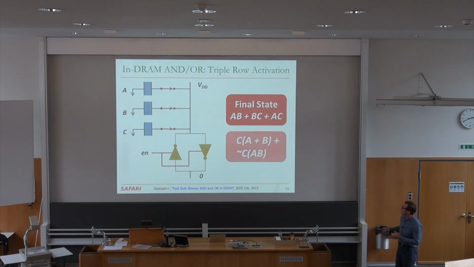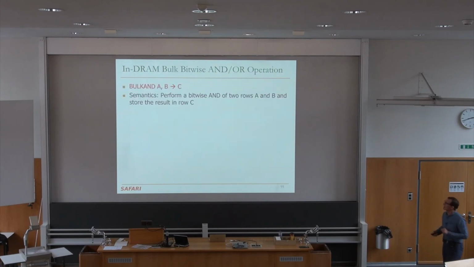But there's even more interesting things here. If you rewrite this Boolean equation with what you learned in digital circuits, it's a very simple rewrite. You get this. And this basically tells you that if you set C to 1, you get the OR of A and B. And if you set C to 0, you get the AND of A and B. And by controlling what you put into C, that row, you get the bitwise OR or bitwise AND of 2 other rows. That sounds nice. Now we can do bitwise AND, bitwise OR. That's actually very useful for some applications which we're going to see. But it's not functionally complete.